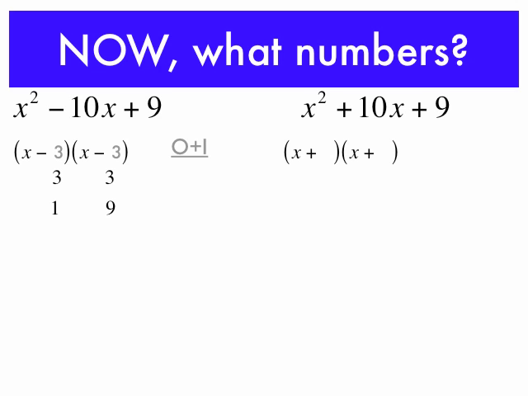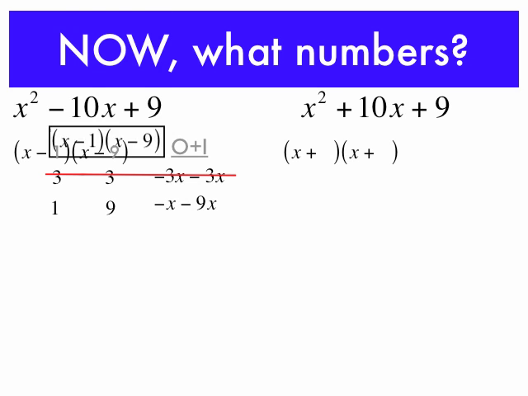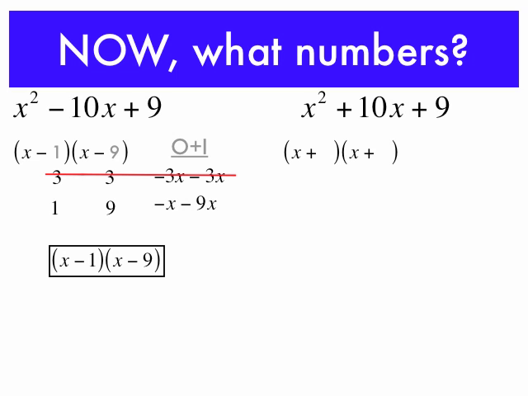So the outside, I'd have x times negative 3, negative 3x. The inside, negative 3 times x is negative 3x. That would give me negative 6x, but I'm really going for negative 10x, so I cross that one out. Let's go on to our next choice, 1 and 9. So outside gives me negative 9x, inside gives me negative x, and that gives me negative 10x. So my answer is x minus 1 times x minus 9.